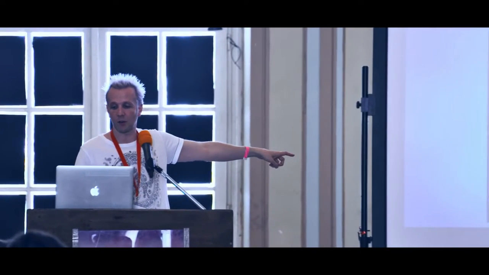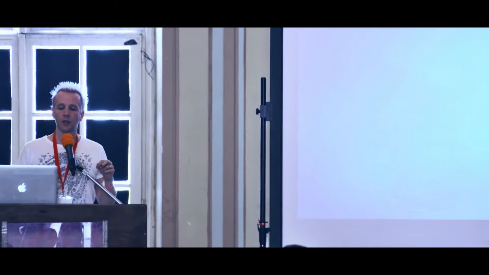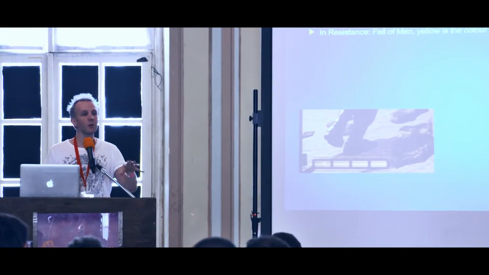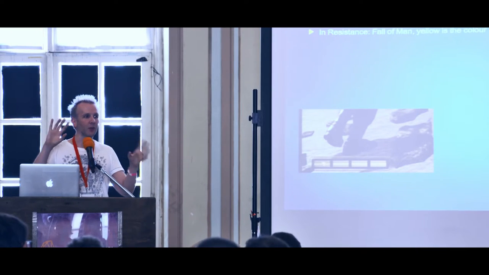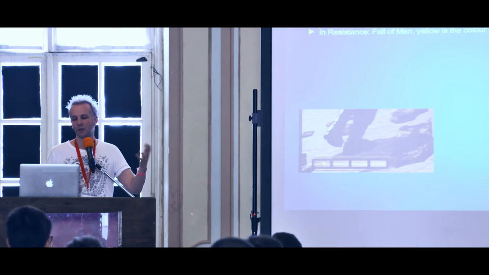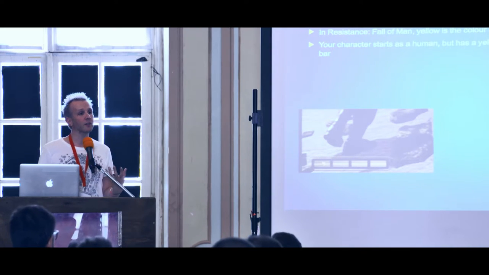It's got this yellow color on it. So we're just going to talk about that energy bar for a second. In Resistance: Fall of Man, yellow is the color of these enemy mutant things. Maybe they're a communist threat, maybe they're aliens, maybe they're subterranean. Who knows? And your character starts as a human being.